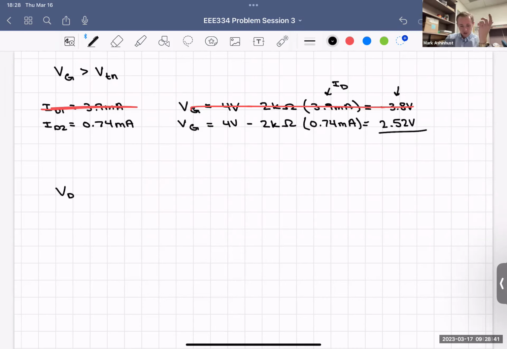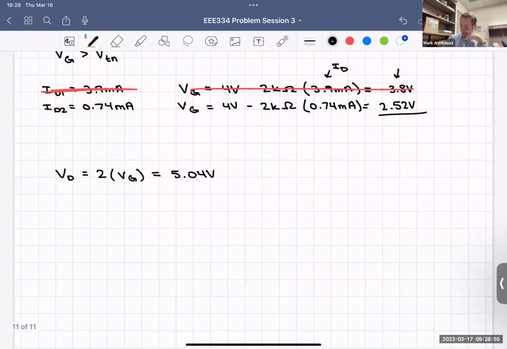And the way to do that is we can check VD. We know that VD is 2 times VG, right? VG was half of VD, so let's just multiply this by 2. And we end up getting 5.04 volts. There. Awesome. So we know the source is 0 volts.